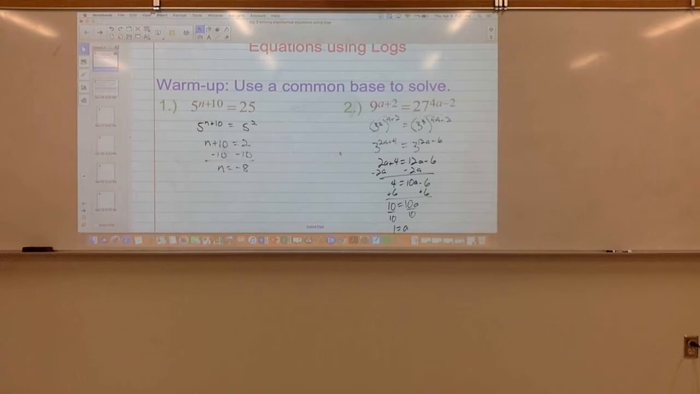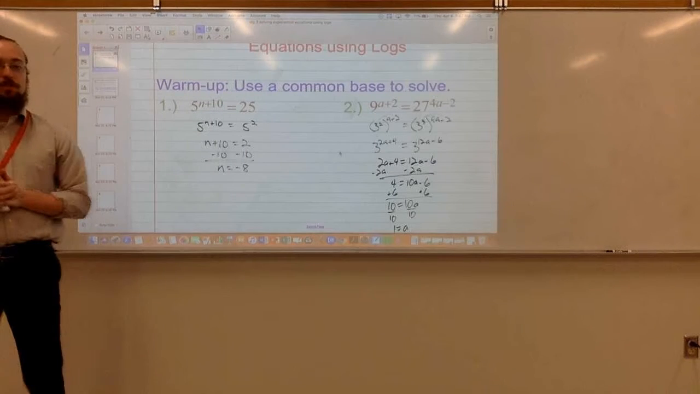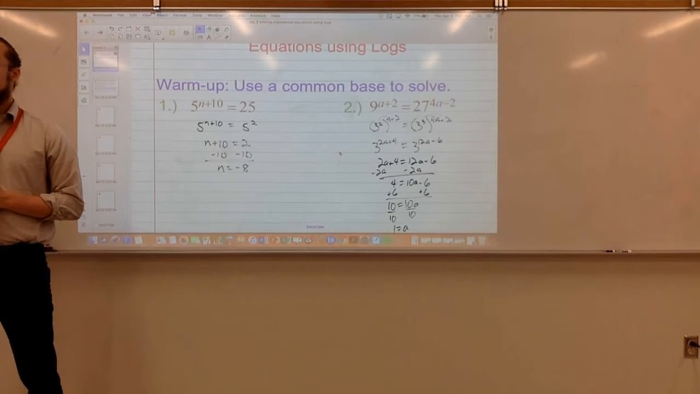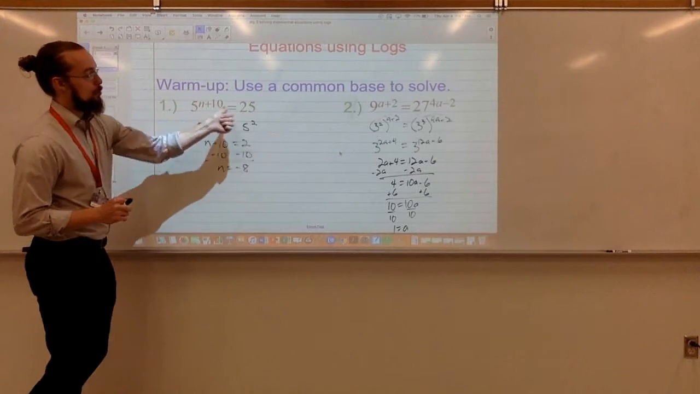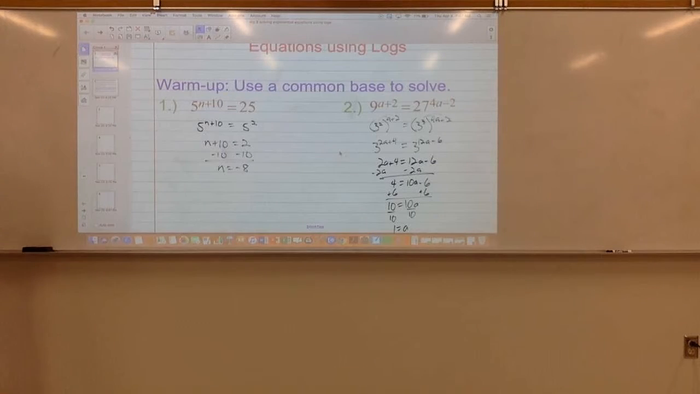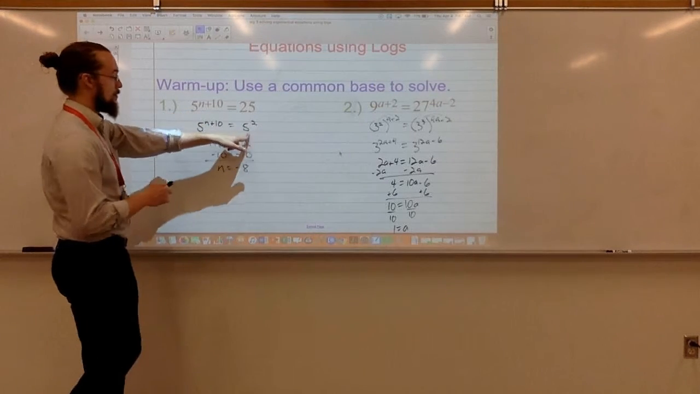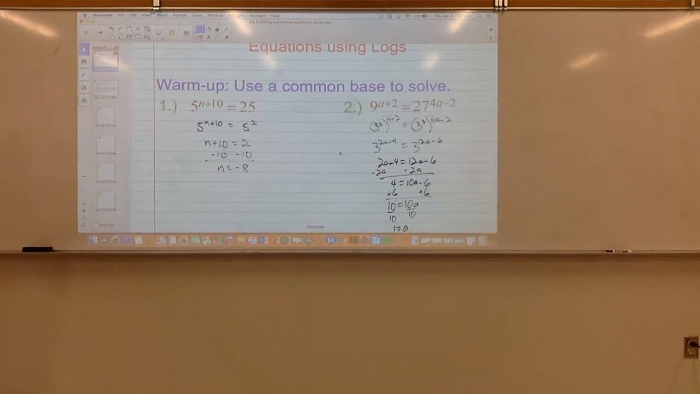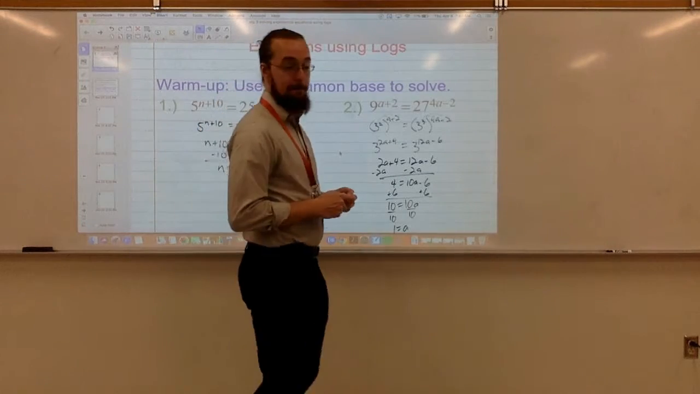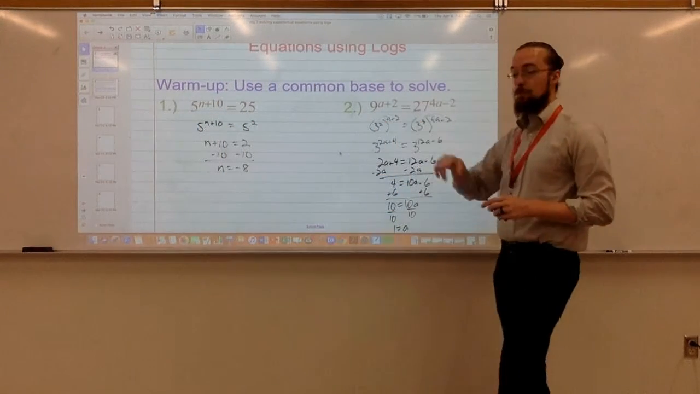Did we get -8 for the first one and 1 for the second one? So on the first one, we just need to rewrite both sides with a base of 5. So I just need to change 25 to 5 squared. Let's set the exponents equal. Subtract 10, we get -8. We did this before. Yeah, it's a 1. That's why this is a 1.